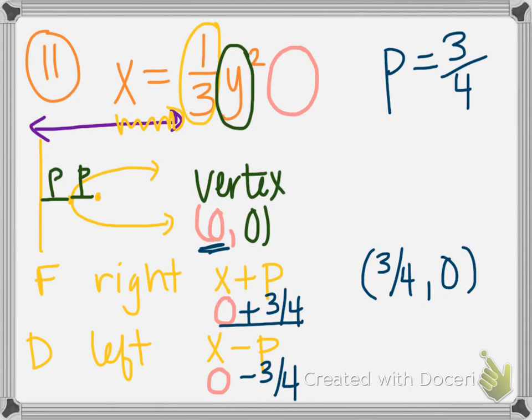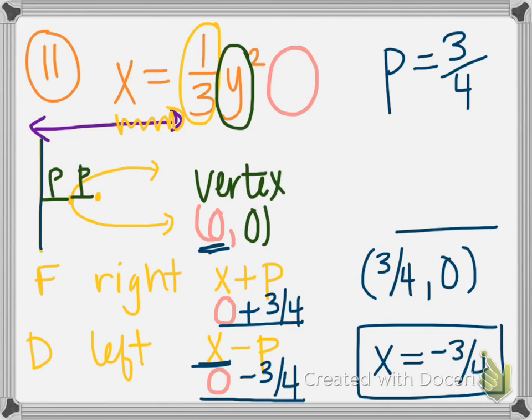For my directrix, this time it's a vertical line. Vertical lines are x equals. So in this case, I have x equals 0 minus 3/4, which is negative 3/4. So this is the equation for my directrix. This is the equation for my focus, and I'm done with that problem.